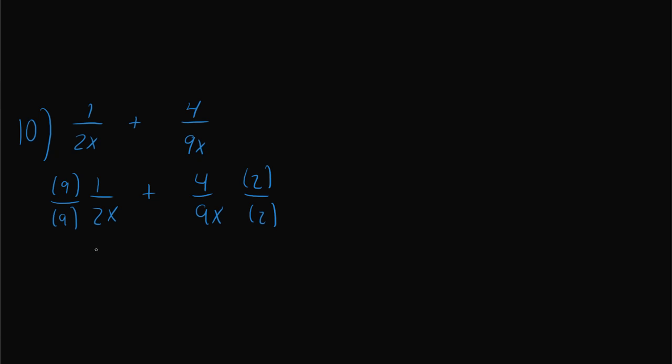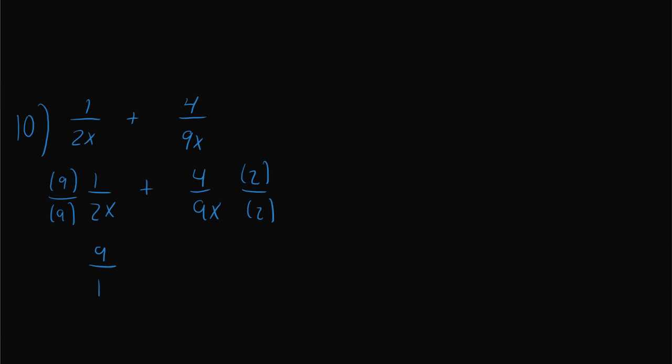9 times 1 on the left is 9. 9 times 2x is 18x, plus 4 times 2 is 8. 9x times 2 is again 18x. Now we have common denominators. 9 plus 8 is going to give us 17 over 18x.